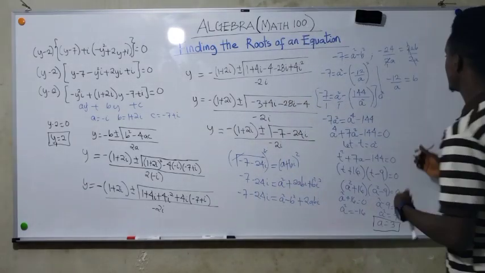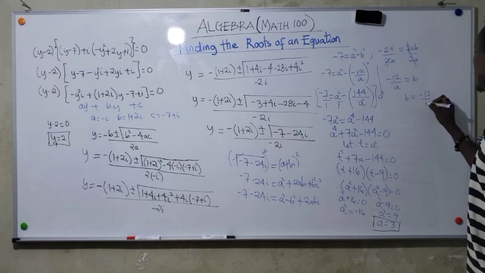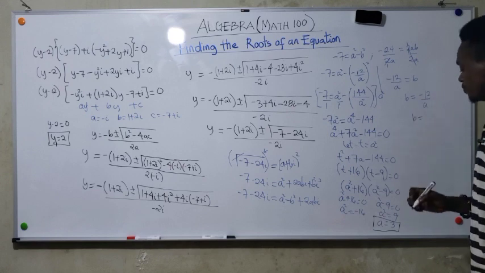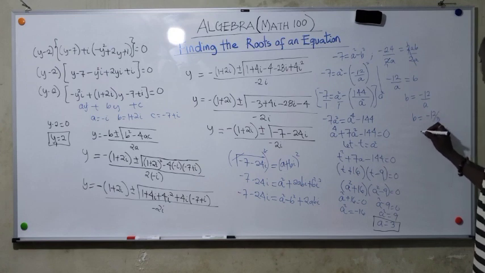We can find b. So b is equal to -12 over a. So b is equal to, a is 3, so it's -12 over 3. So b is equal to -4.